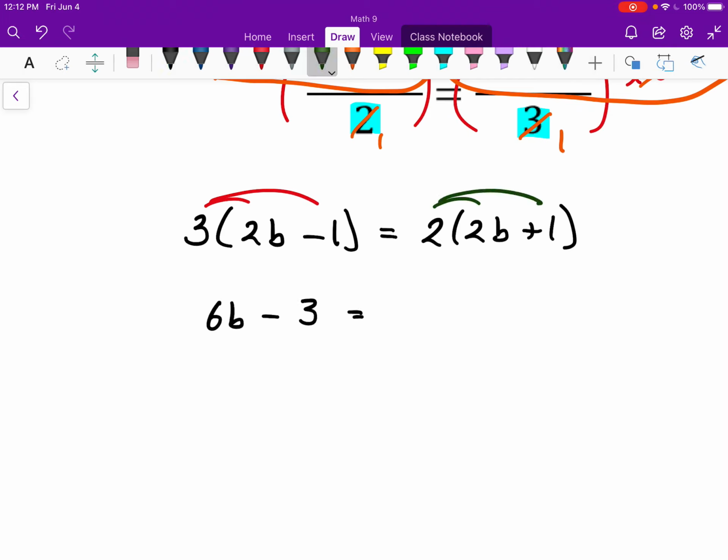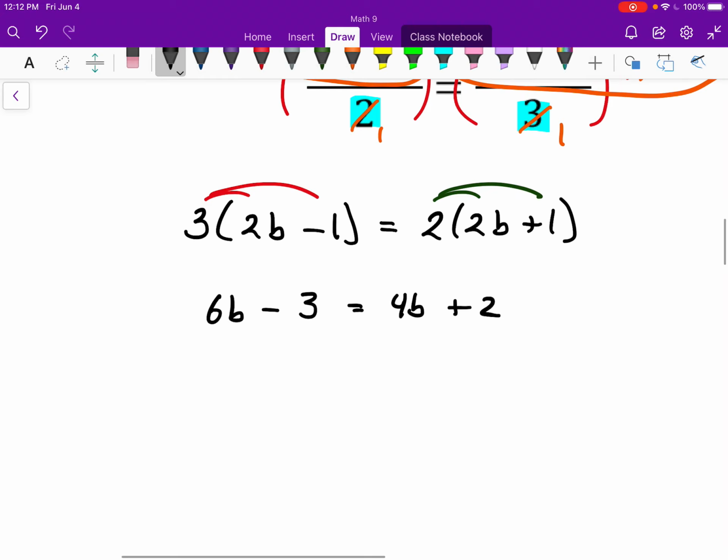Distribute the 2 over here. So I have 4b plus 2. I have variables of b on both sides. I can now take care of it quite nicely. I have a 6b and a 4b.